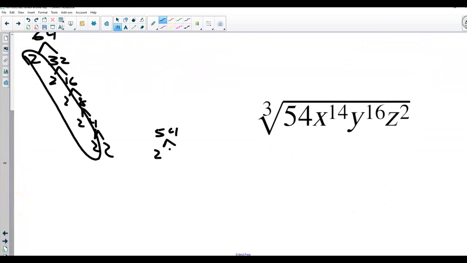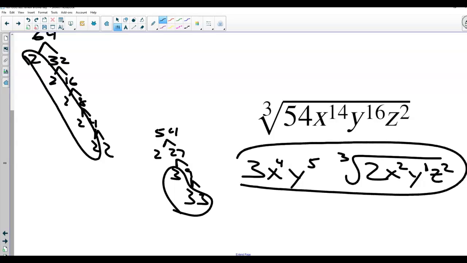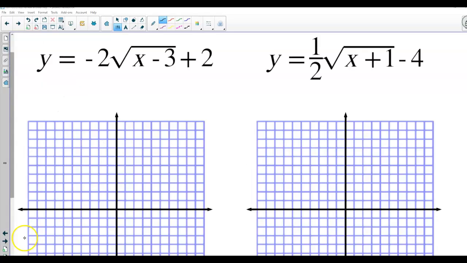54, 2 and 27, 3 and 9, 3 and 3. 3 goes on the outside, cube root of 2. 14 divided by 3, that is 4, remainder 2. 16 divided by 3, that is 5, remainder 1. And z to the 2, anytime the exponent is less than the index, we just leave it. And there's your answer. Once again, when you do this, it is about making good decisions.